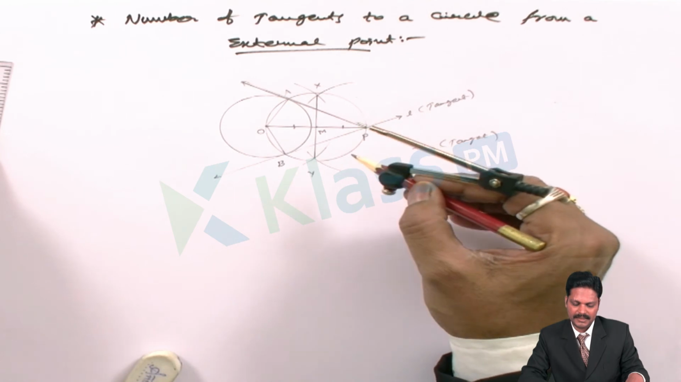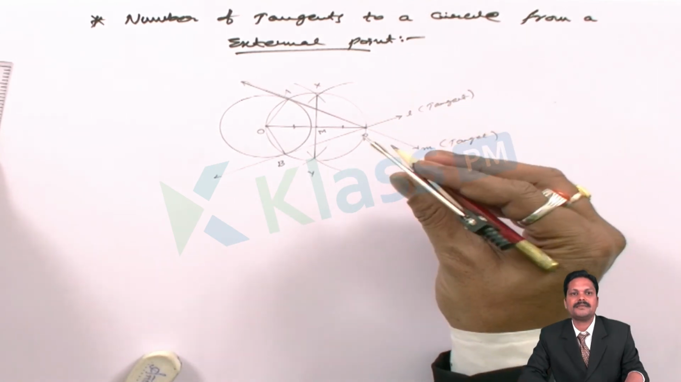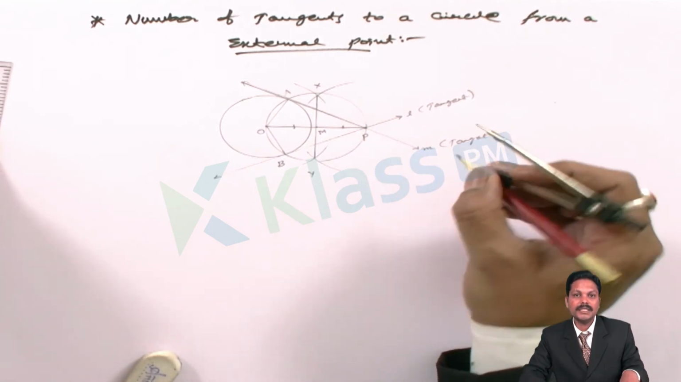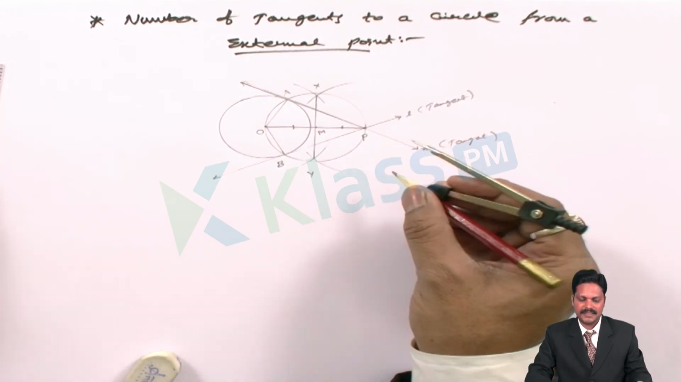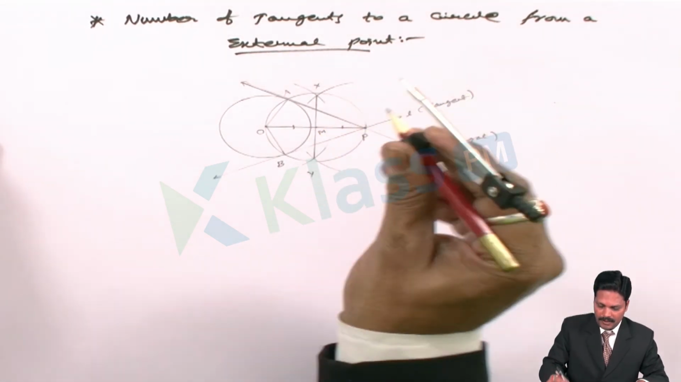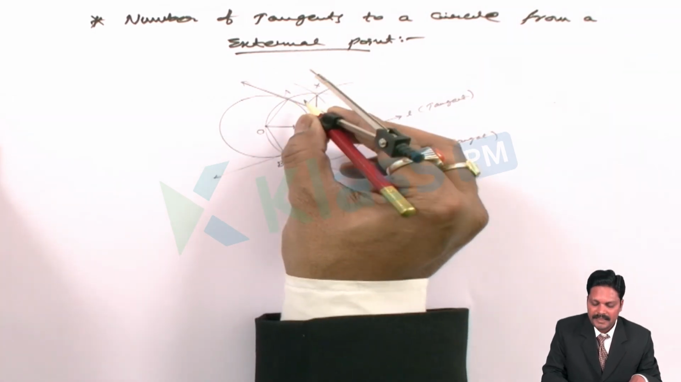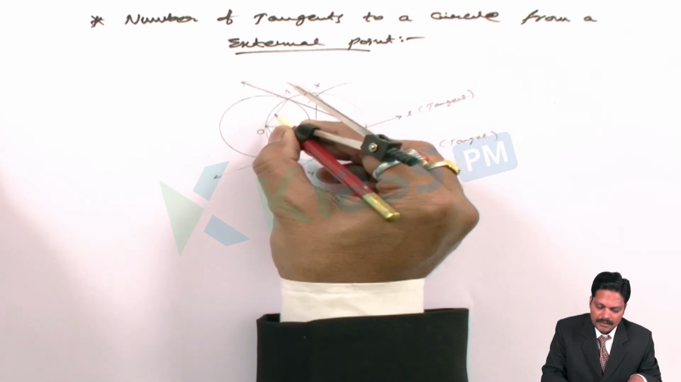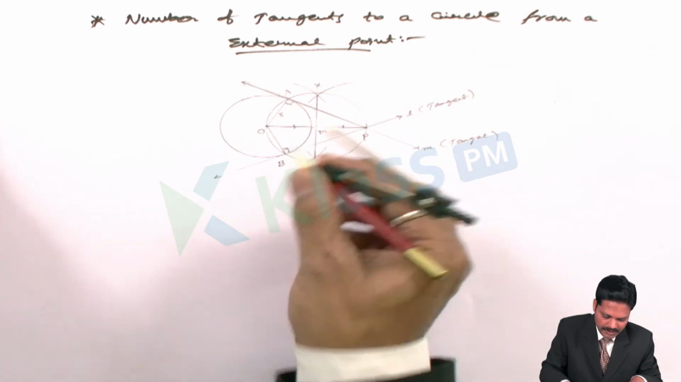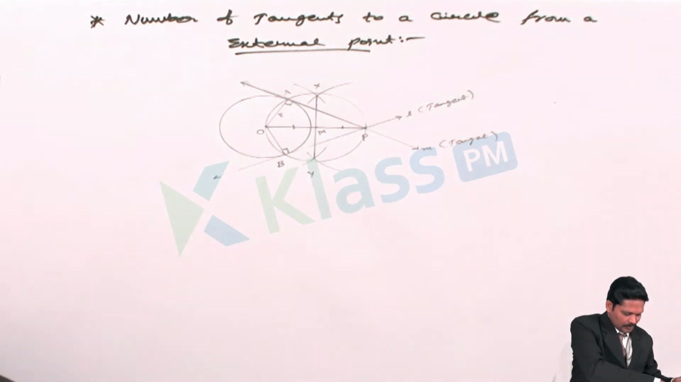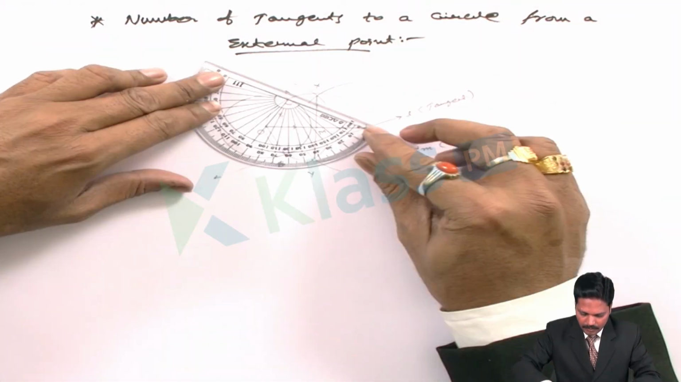In this manner we can construct the tangents to a circle from an external point, and we are having only 2 tangents. This is the way we can construct the tangents. And one point we need to check here: at the point where the tangent touches the circle, the radius should be at 90 degrees. We need to check it out. So I will show you whether we got a 90-degree angle or not at that particular point.